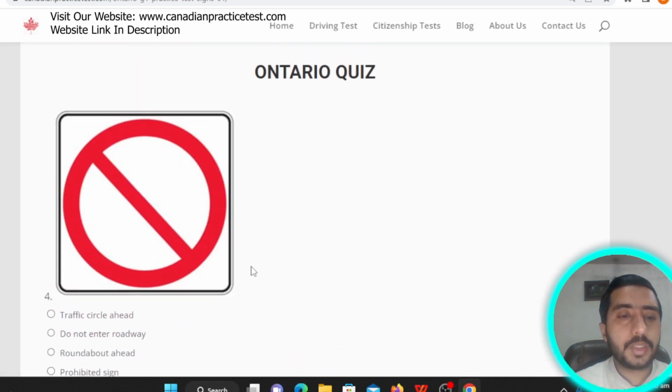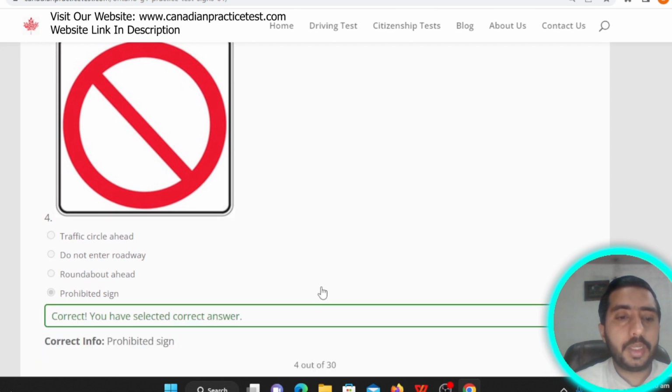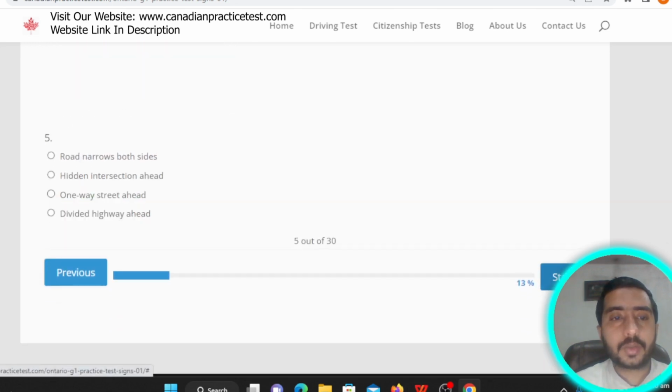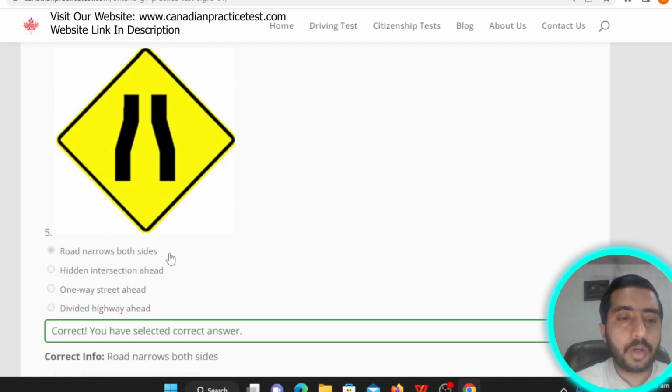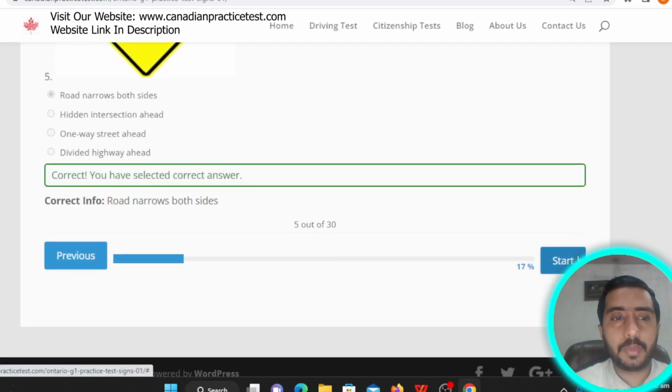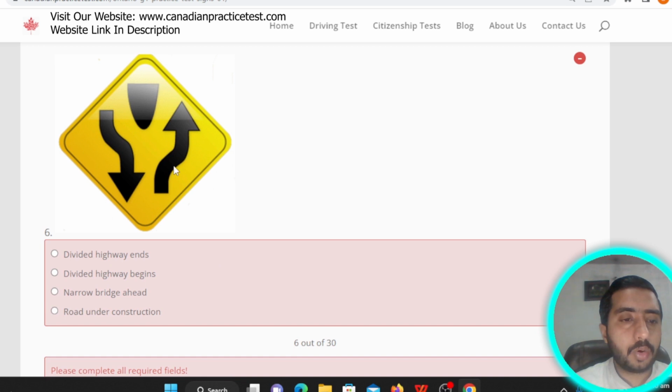Next one, question 4. This fourth symbol is denoted by a prohibited sign. Option D is the correct option. Next question. Our fifth symbol is denoted by option A, which is road narrows both sides. This symbol represents clearly that the road narrows both sides. Next symbol, symbol number 6, and the sixth symbol is denoted by divided highway begins, which is option D.